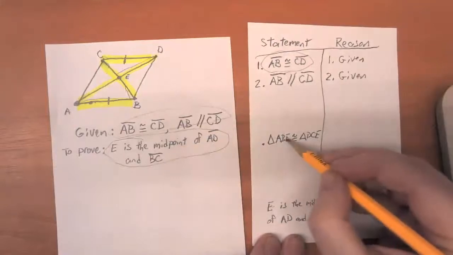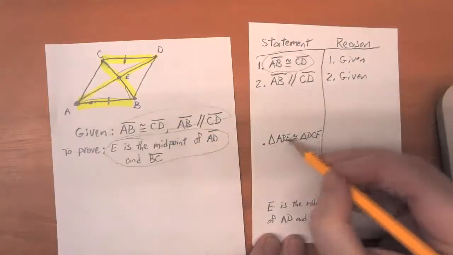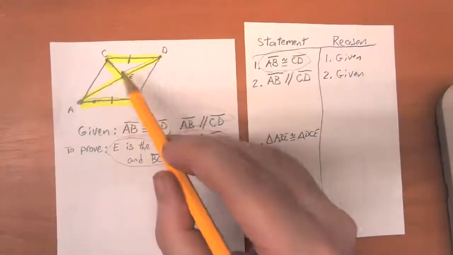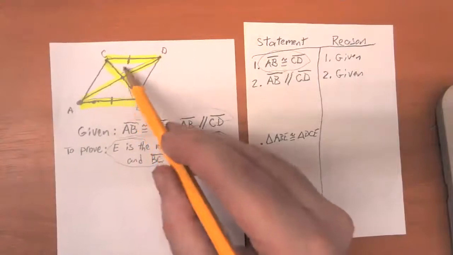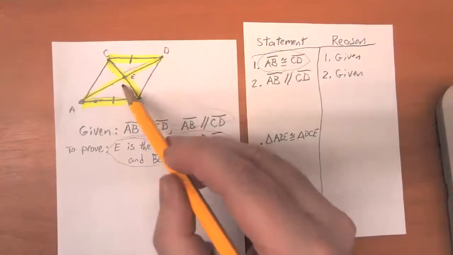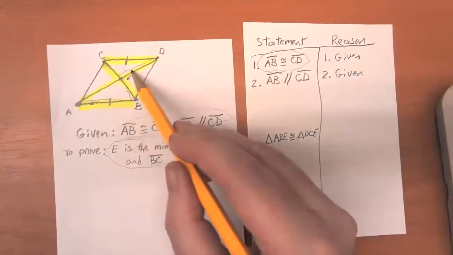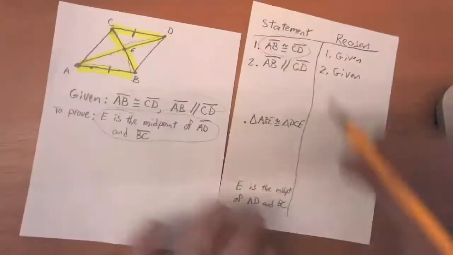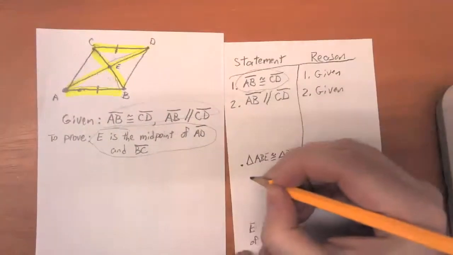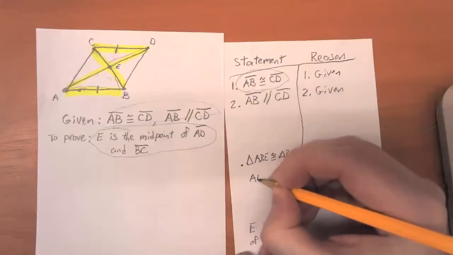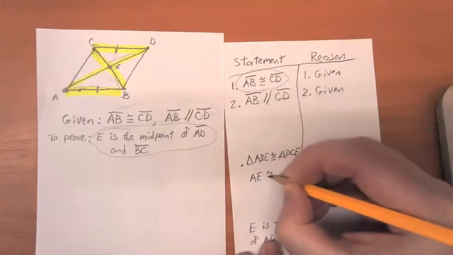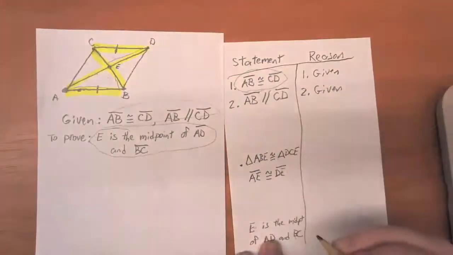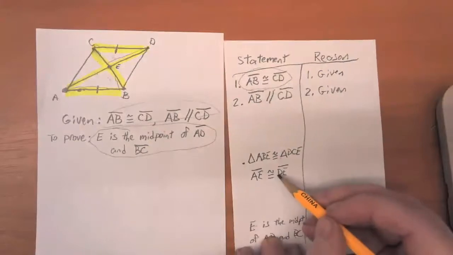But this is cool because if I knew that these two triangles were congruent, I would be able to conclude that these two are congruent to each other, wouldn't I? Because if these two triangles are the same size and the same shape, that's what congruent means, these two sides would also have to be the same length. So that is going to be a consequence of that triangle congruence right there. AE is congruent to DE. And what's my reason for this going to be?